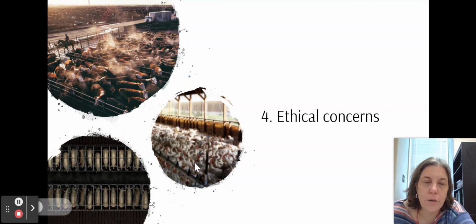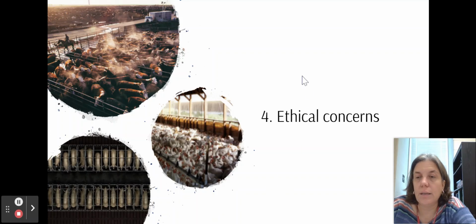So we can see these pictures of all these chickens crowded together, pigs in these little pens where they cannot even turn around. And then you've got all of these cows in these giant, giant feedlots. So some people think that it is not a good idea to treat animals like this and that we should not be doing this in the first place.